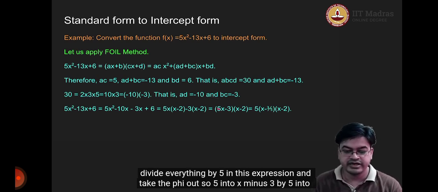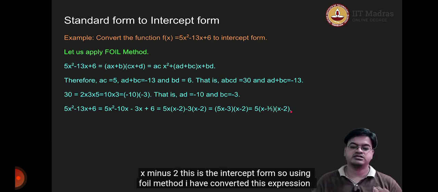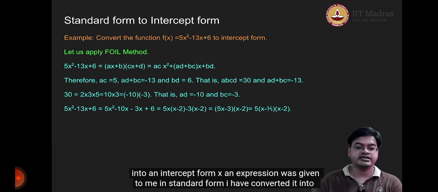So I will just divide everything by 5 in this expression and take the 5 out. So 5 into x minus 3 by 5 into x minus 2. This is the intercept form. So using FOIL method, I have converted this expression into an intercept form. An expression was given to me in standard form. I have converted it into intercept form.